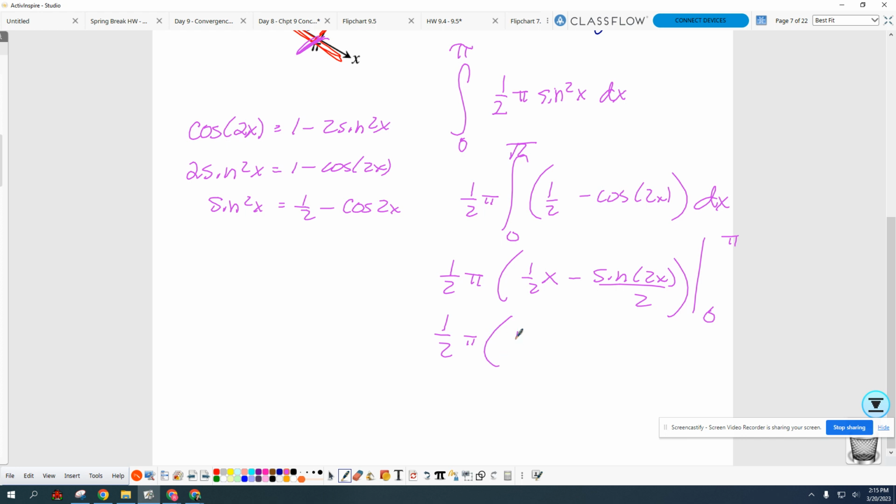Why did you leave the 1/2? You took out 1/2. I get pi squared over 4. Check. What is pi squared divided by 4? Did it match? Yes, I got it. Yeah, I got that.